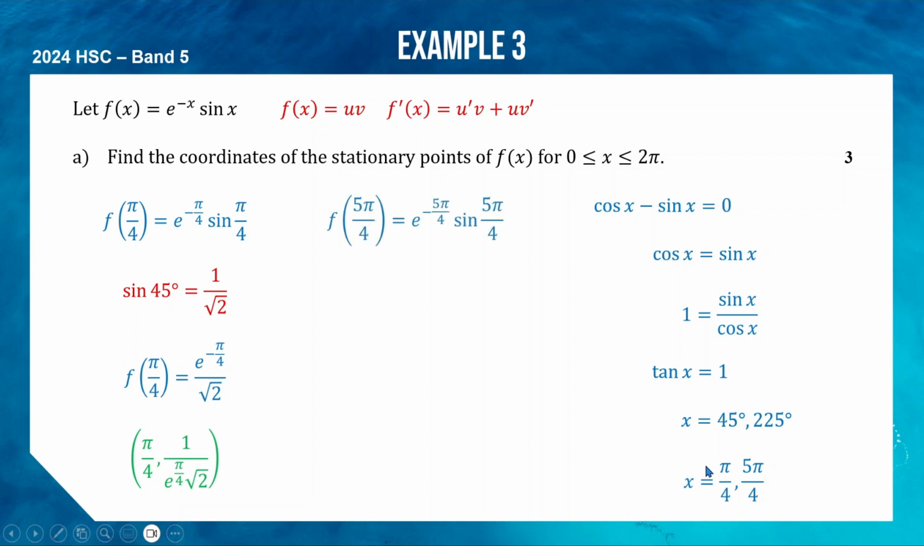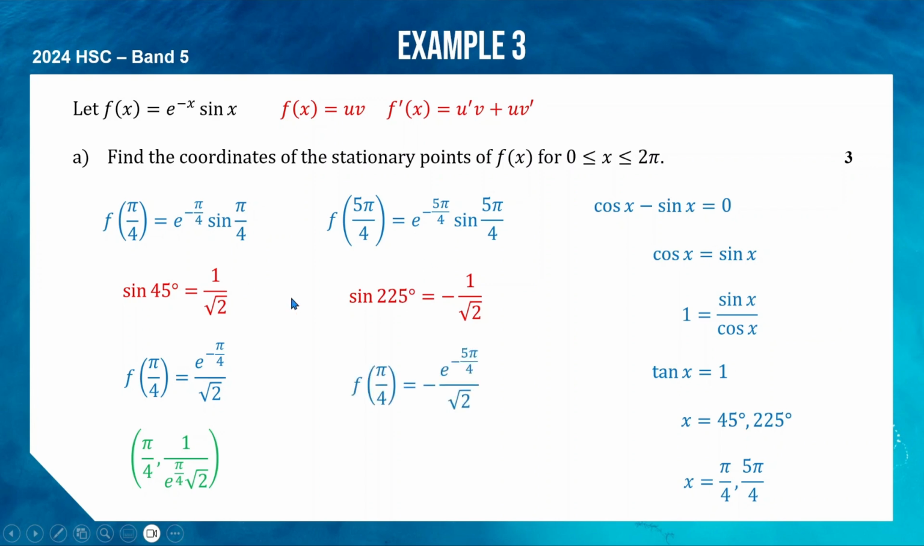The other one is where x is equal to 5 pi on 4. So we take this x value of 5 pi on 4, sub it into our function, and we get e to the negative 5 pi on 4 times sine 5 pi on 4. Okay, so sine 5 pi on 4 is sine 225, which is the exact same value as sine 45, but because it's in quadrant 3, where sine is negative, this time we get negative 1 over root 2. Okay, so same value as before, but it's in a negative quadrant for sine.